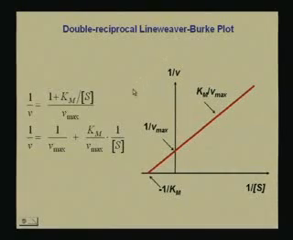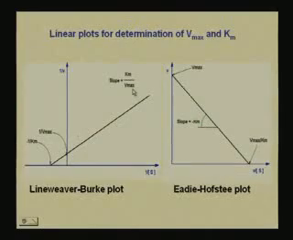Okay? So now there is another plot that is also sometimes considered. So this is where we have a Lineweaver-Burk plot. There are other linear plots. The other one that is commonly used is an Eadie-Hofstee plot that plots V versus V by S.